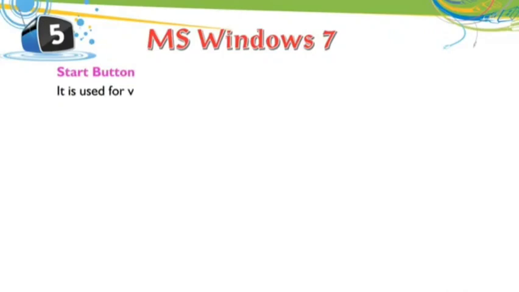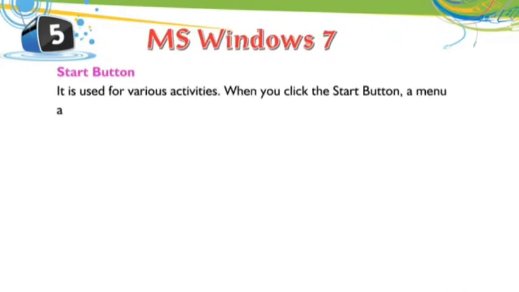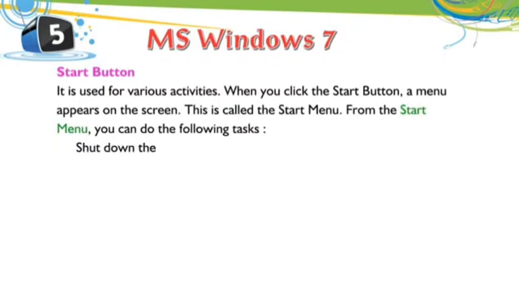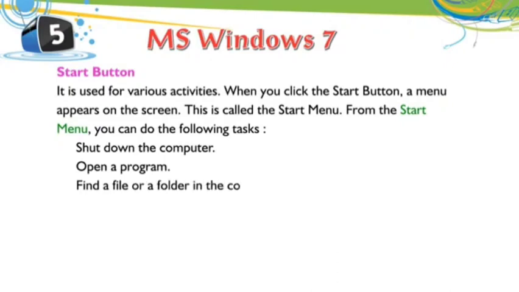Start button. It is used for various activities. When you click the start button, a menu appears on the screen. This is called the start menu. From the start menu, you can do the following tasks: shut down the computer, open a program, find a file or a folder in the computer, change the settings of the computer.